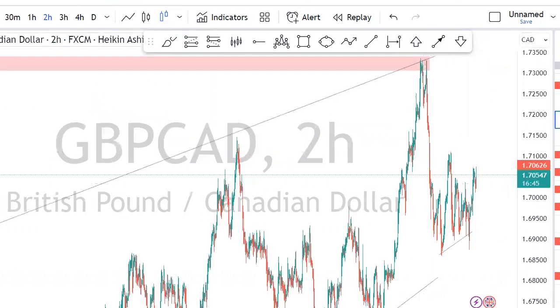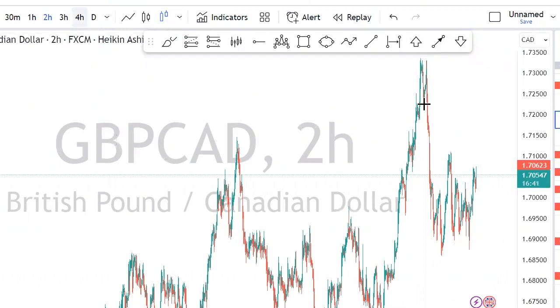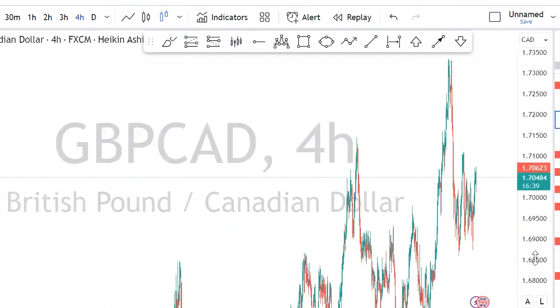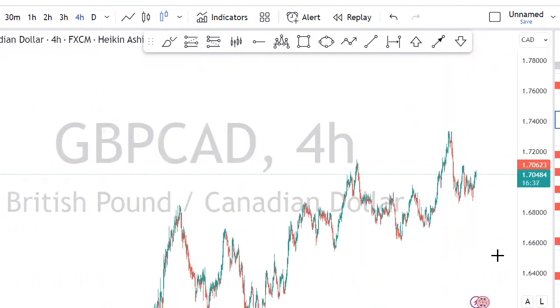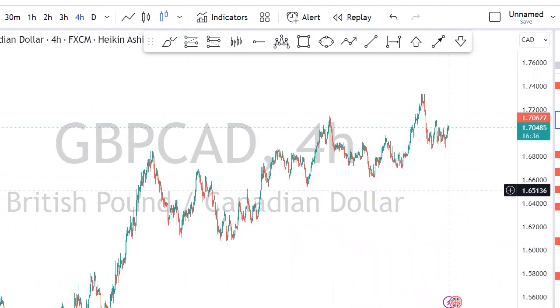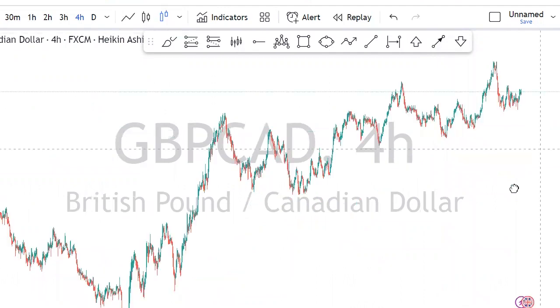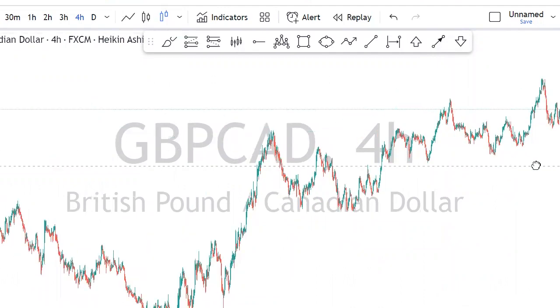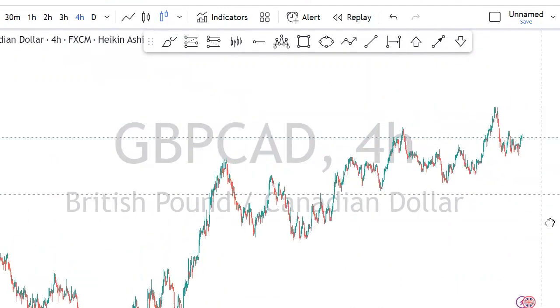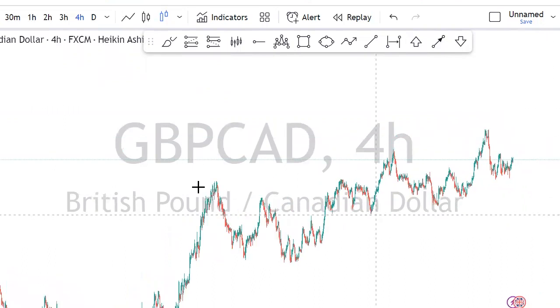So this one is a bit interesting because it is still currently forming, but I just want to show you guys how it looks. So once again, I'm not gonna scale up to the daily time frame. I'm gonna kick it off in the 4-hourly time frame. This is the British pound against Canadian dollar.